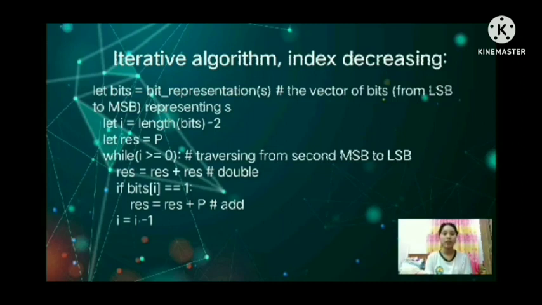Traversing from the second MSB to LSB: res equals res plus res (point double). If bits[I] is equal to 1, res equals res plus P (point add). Then I equals I minus 1. So here, every decreasing sequence of natural numbers is finite.